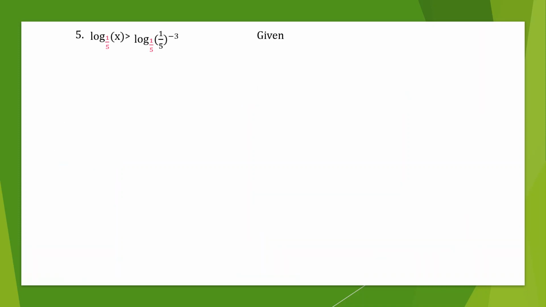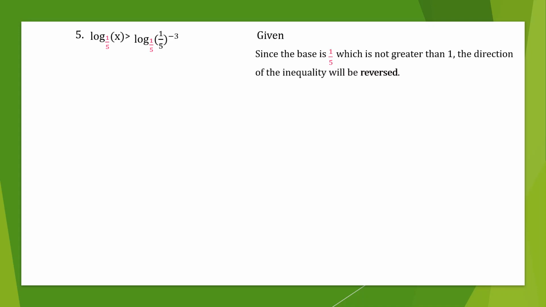Number 5, logarithm base 1/5 of x is greater than logarithm base 1/5 of 1/5 raised to negative 3. Since the base is 1/5, which is not greater than 1, the direction of the inequality will be reversed. x is greater than 0 for the boundary.